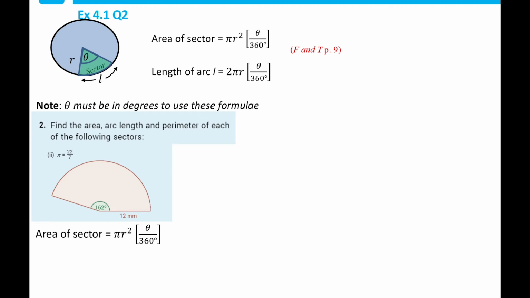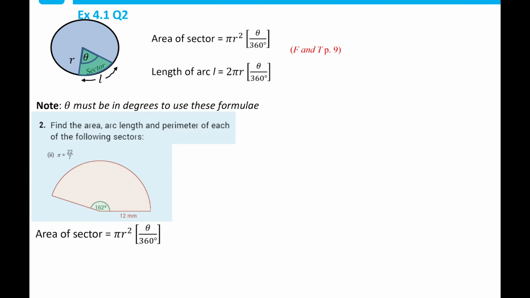When doing any question which involves area, perimeter, or volume, the first thing you should always do is write down the formula that you're going to use. In my case, I'm looking for the area of a sector. Therefore, the area of the sector is equal to pi r squared times theta divided by 360 degrees.